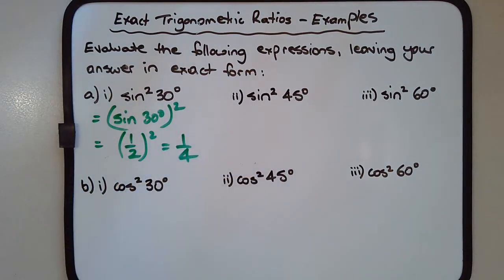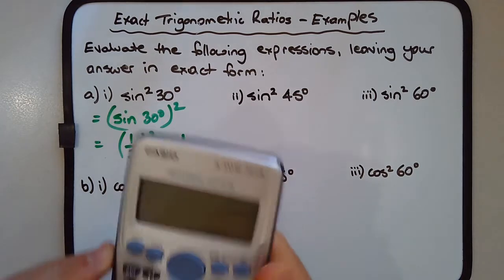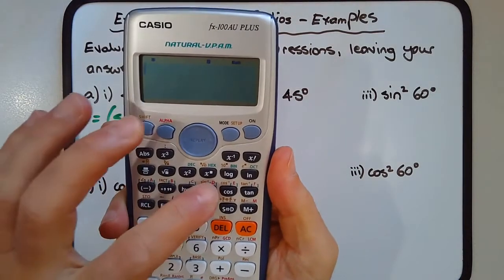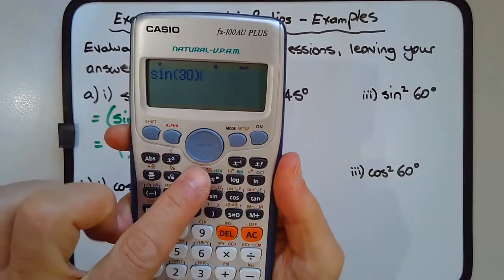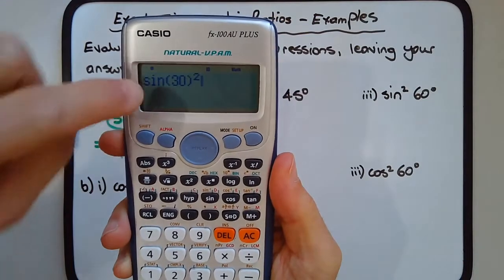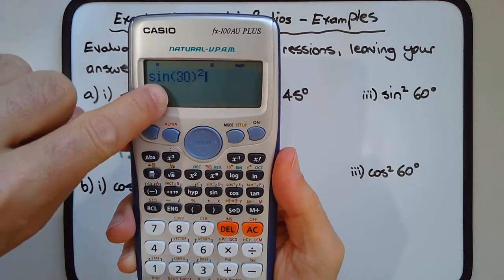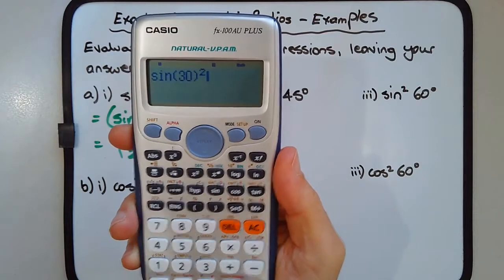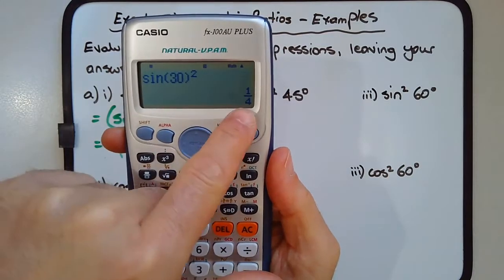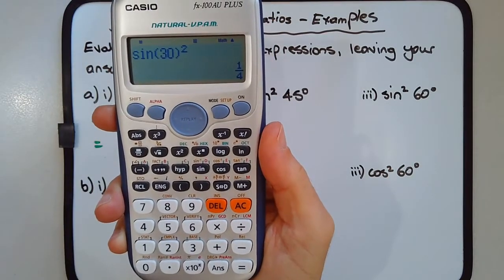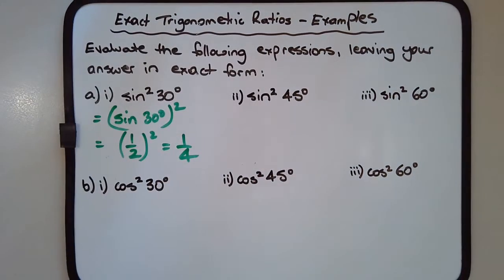How would you do this on a calculator? If I type in sine of 30, and then press the square button, you can't put the square after the sine, it doesn't work on these model calculators. Press equals, and you'll get 1/4 as your answer. So it all works out nicely. And this also gives us a way of coming up with the exact ratio if you've forgotten the table. You don't have to necessarily memorize it. Great if you could. We'll speed things up.